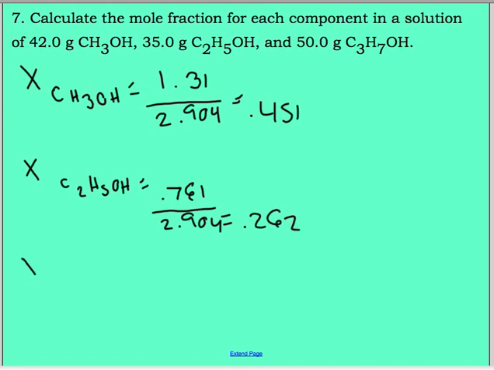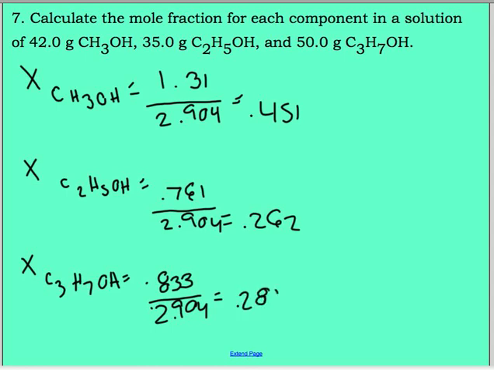And last but not least, when we divide them out, we get 0.287. Oh, that should say 7, not 9. 7. When you add them up, they should add up to 1 because you're basically getting a percentage, and you do for this one. So that's what you want.